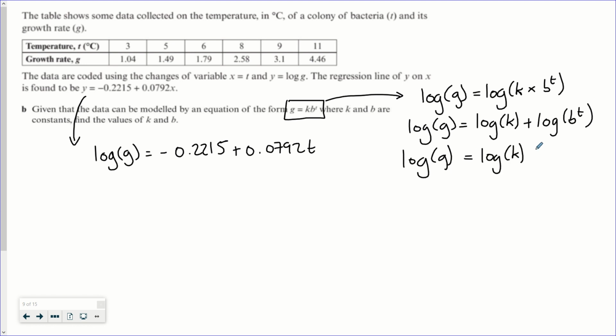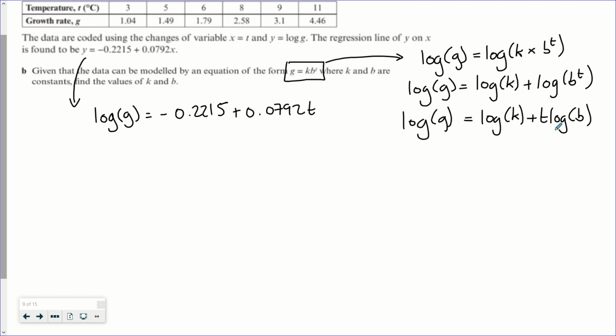And then we'll use another log law to bring the power of t down, so we can write that as t log of b. So again, we've got two different ways of solving this problem. Method 1 would be to compare the two equations that we've got.